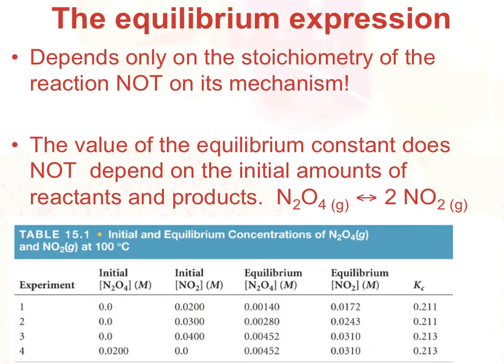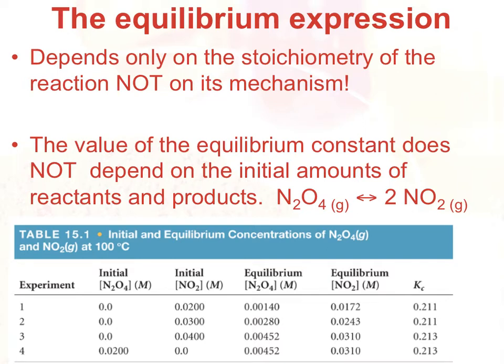So at this point, you have probably noticed that when we're writing our equilibrium expressions, all we're actually looking at is the stoichiometry of the overall reaction. We don't actually take into account the mechanism because it's not dependent on the mechanism. The only thing that Kc actually depends on, or the only thing that your equilibrium constant is determined by, is the specific reaction that's being looked at and the temperature. The other thing we need to understand is that the value of the equilibrium constant does not depend on the amount of reactants and products that you start with, because remember, the equilibrium constant is based on values at equilibrium.